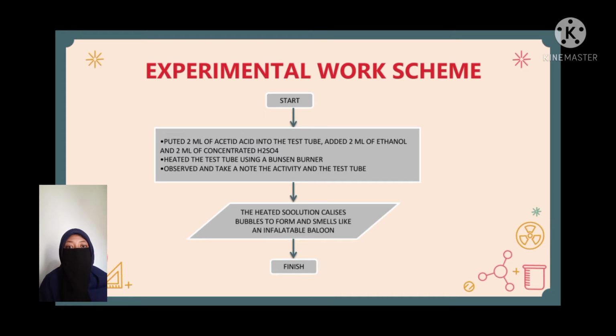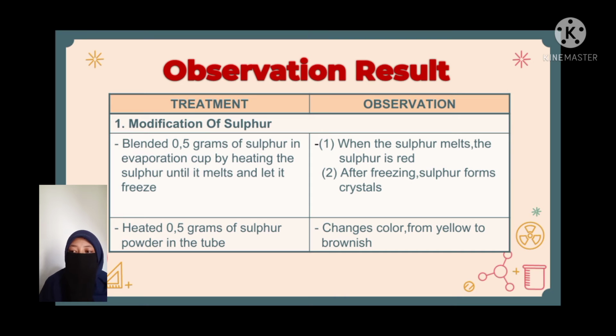Next, experimental work scheme. Start: put 2 ml of acetic acid into the test tube. Add 2 ml of ethanol and 2 ml of concentrated H2SO4. Heat the test tube using a Bunsen burner. Observe and take note of the activity in the tube. Observation: the heated solution causes bubbles to form and smells like an inflatable balloon. Finish. Okay, next, the observation results.